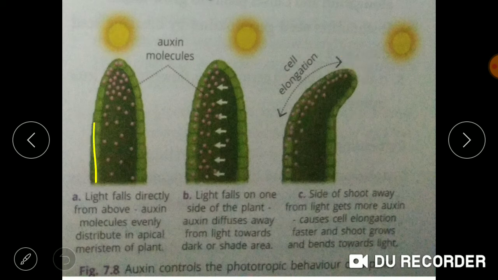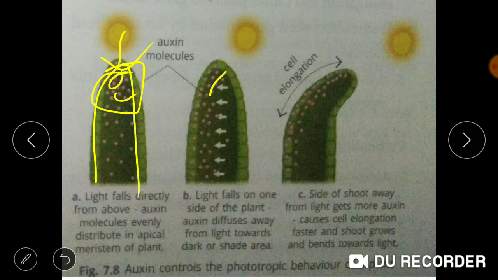As the plant stem receives the sunlight, the auxin molecules are produced in that region, and slowly and steadily these auxin molecules start moving towards the region where the sunlight is coming the least, that means the shady region. The auxins reach the region which is receiving less light, the shady region, and in that region cell elongation will take place maximum as the auxin has accumulated there more.